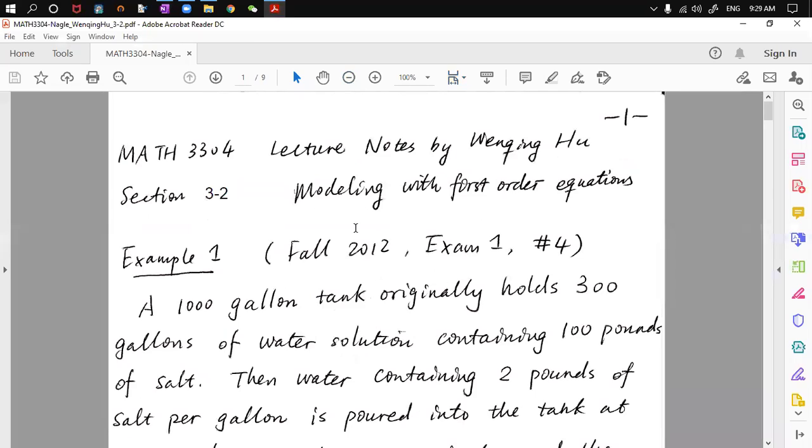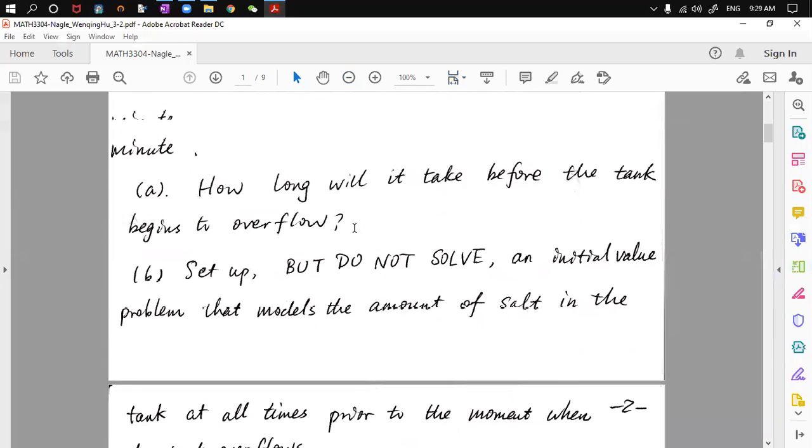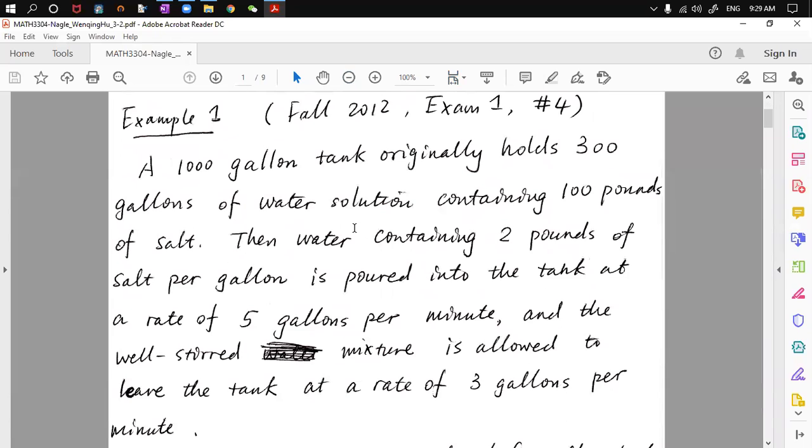So I would like to show you such a nice physical problem. It was from one of the previous year's exams, but we're going to use it to illustrate how we do modeling of differential equations.